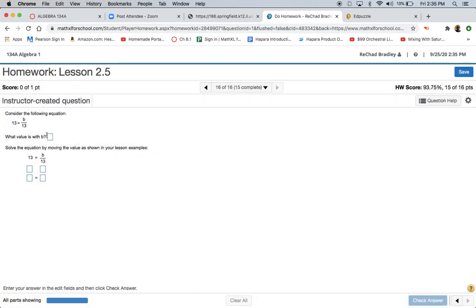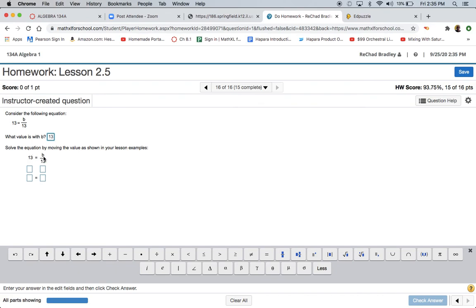And the value with B is 13. If I want to move this 13 as B divided by 13, I want to multiply. Remember, the way we show multiplication is with parentheses. And 13 times 13 is 169, I believe.